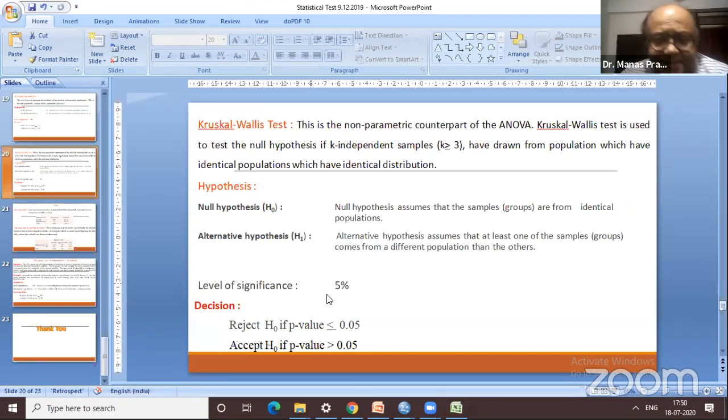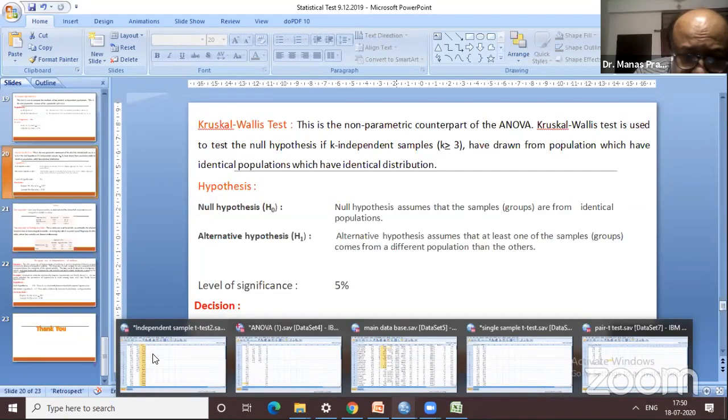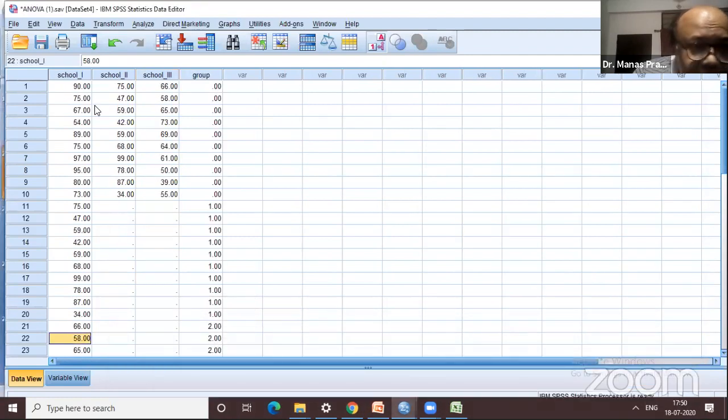So Kruskal-Wallis test is applied when we have more than two independent groups, right? And the groups should be independent and the data should not follow normal distribution. So suppose I have three groups here, this one. I have taken a random sample of 10 from three schools, and I have to compare whether the marks of the students of all the groups are the same or not.